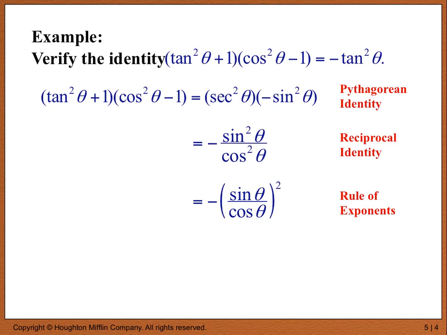Many of you wouldn't even need this step because you can see that sine over cosine is simply tangent, but I just put this in to make it extra clear. And finally, since sine theta over cosine theta is tan theta, we end up with negative tan squared theta. And that is what we set out to show was equivalent to the left-hand side. And so we've now proven that the left-hand side of this identity does in fact equal the right-hand side.